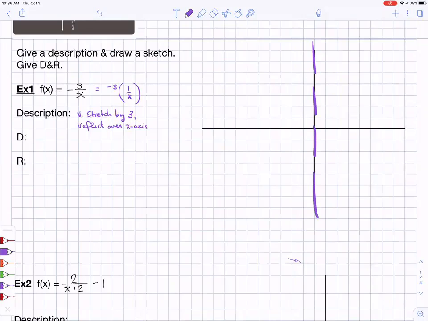Now let's take our horizontal asymptote. Remember, we're reflecting it over the x-axis. It stays the same, so that's going to be exactly the same. My 2 asymptotes didn't change.